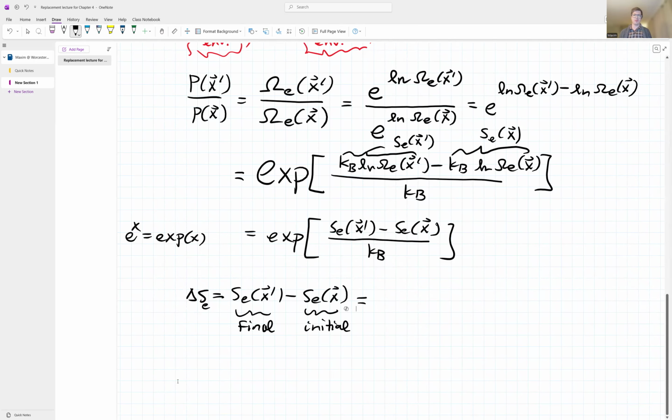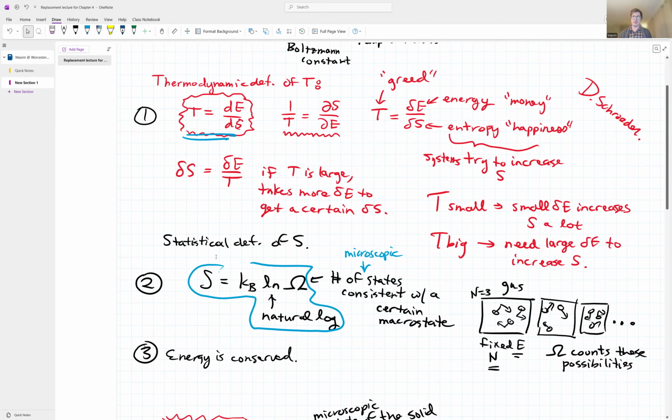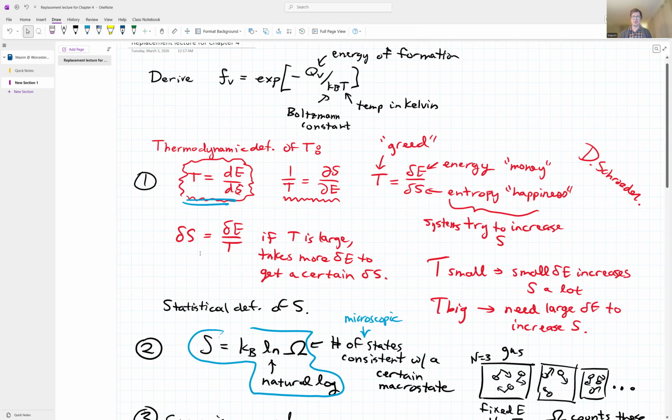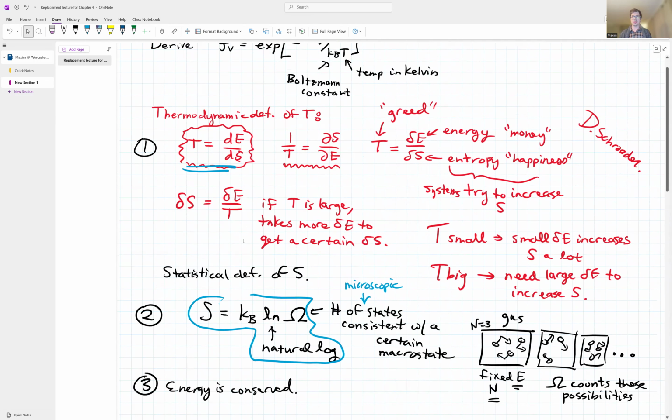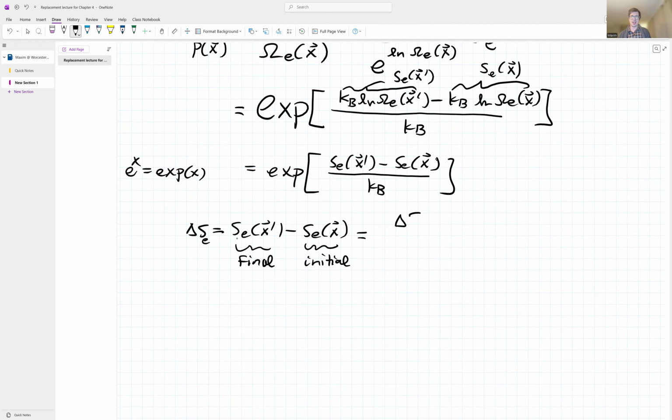And according to our formula for temperature, it has to be related to the change in energy of the environment, because change in entropy has to be change in energy over the temperature. And the environment has a well-defined temperature, so this is actually the change in energy of the environment divided by the temperature. By the way, the change in the energy of the environment is just the energy of the environment, given that the system is in state x prime, minus the energy of the environment, given the system is in state x.